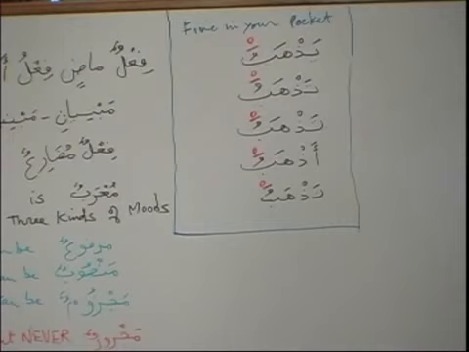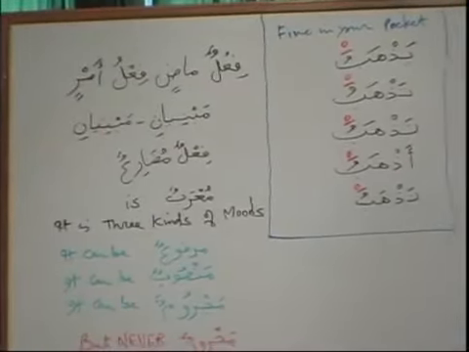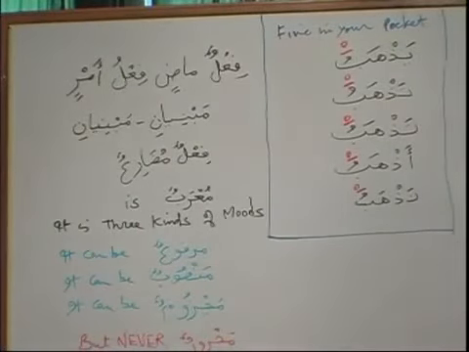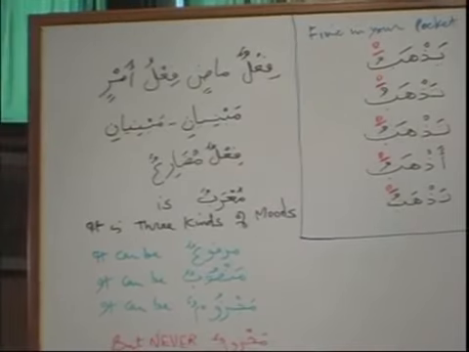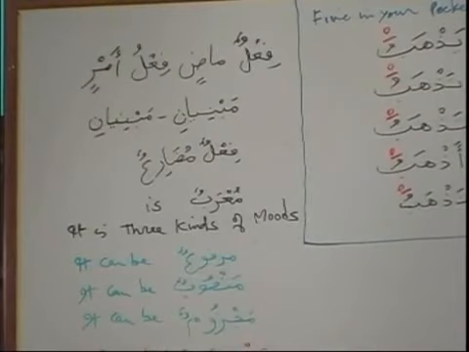فعل ماض, فعل أمر, مبنيان. فعل مضارع is معرب.